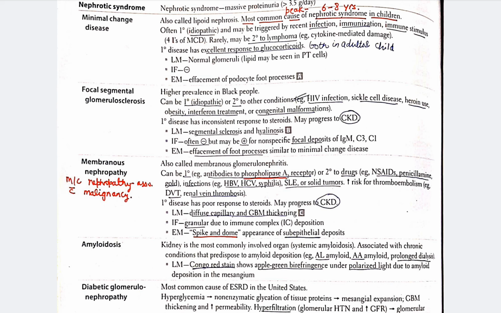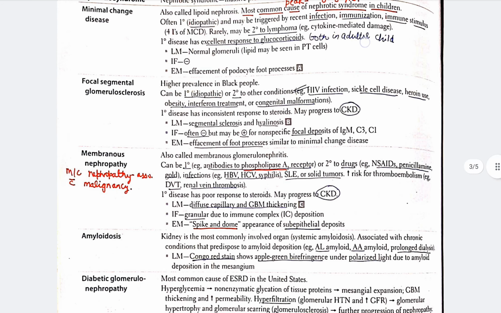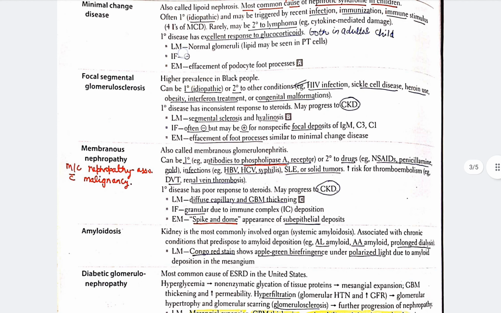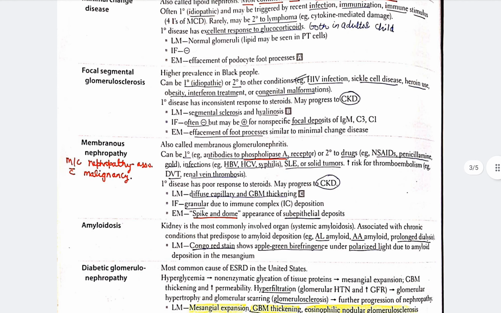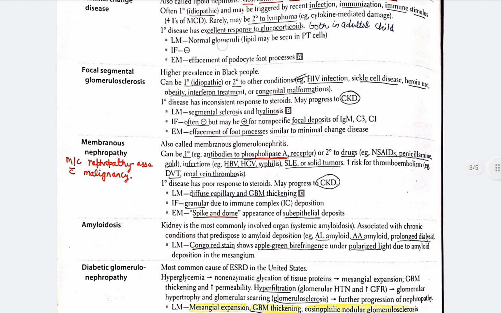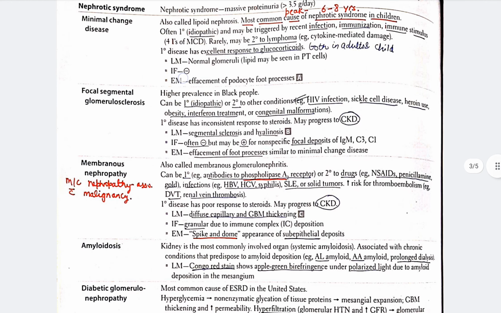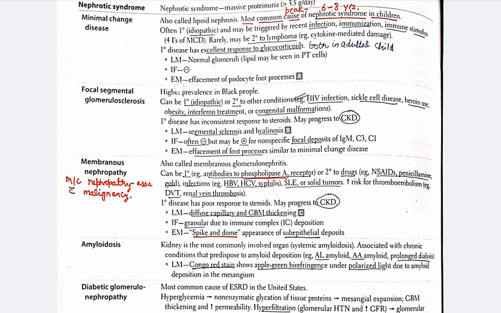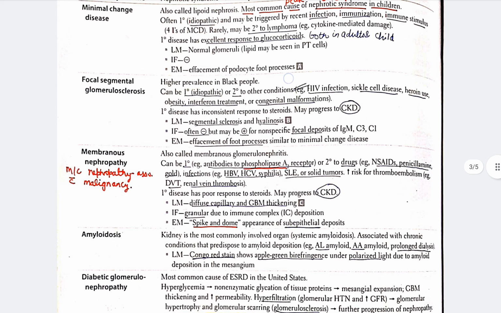There is excellent response to glucocorticoids. Minimal change disease is meant for glucocorticoids. It has an excellent response both in adults and children. Then light microscopy: minimal change means normal glomeruli will be there, lipid may be seen. Okay, and immunofluorescence is negative. And on electron microscopy, we can see effacement of the podocyte foot processes. Another thing is we can also see the Maltese cross appearance in nephrotic syndrome.